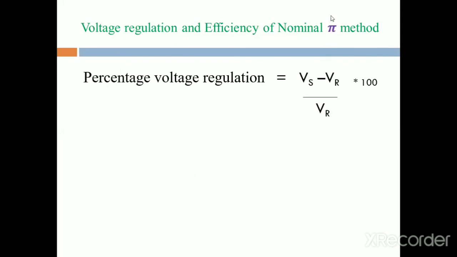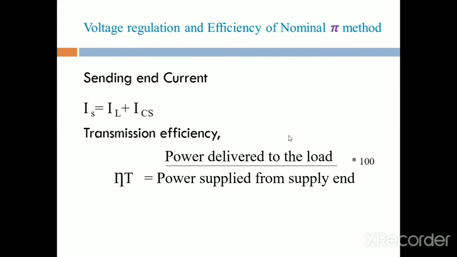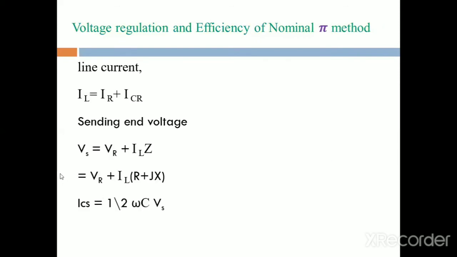Okay, that is the formula for the voltage regulation in the case of a nominal pi method. In that we substitute Vs, that is Vs is equal to Vr plus IL into (R plus jX). What is the formula for that IL? IL is equal to IR plus ICR.